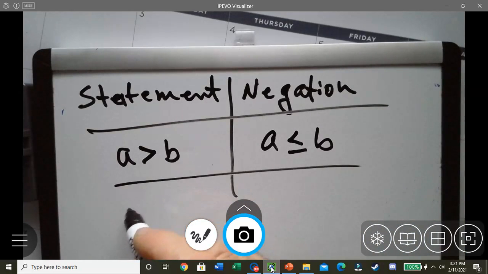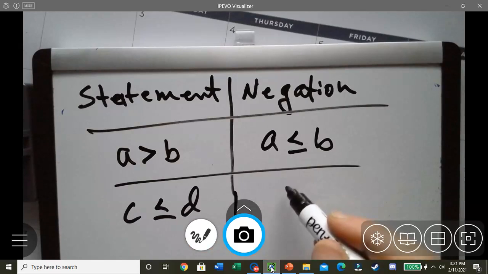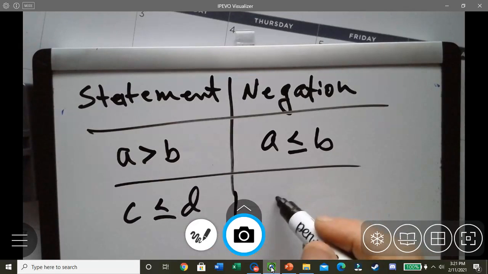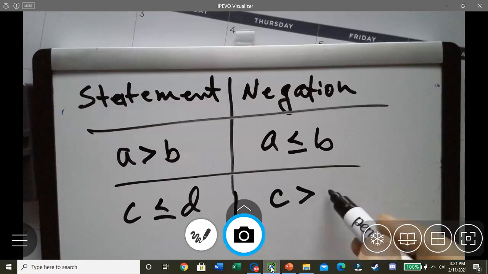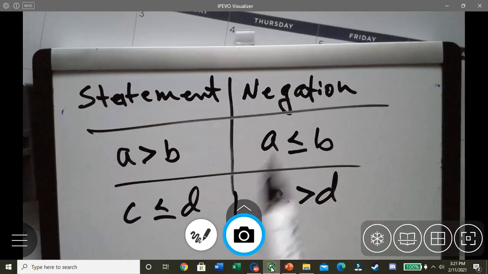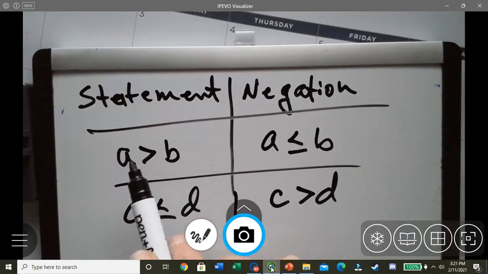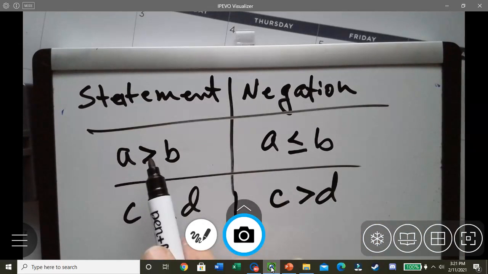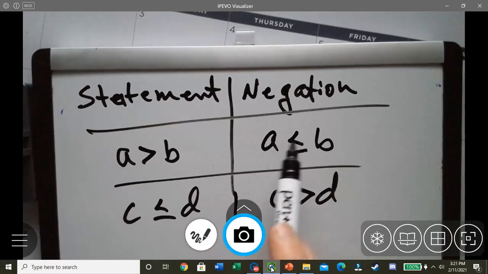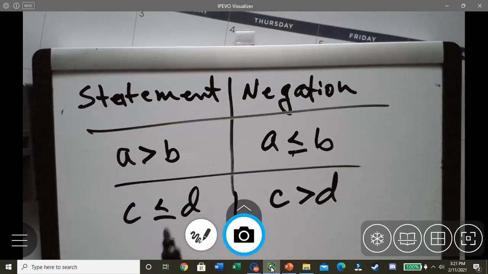So now if C is less than or equal to D, then the negation would be C is greater than D. In other words, if the original statement does not have an equal sign, you flip the inequality sign and then put the equal sign in it for the negation. If the statement has an equal sign in it, you flip the inequality and take the equal sign out.